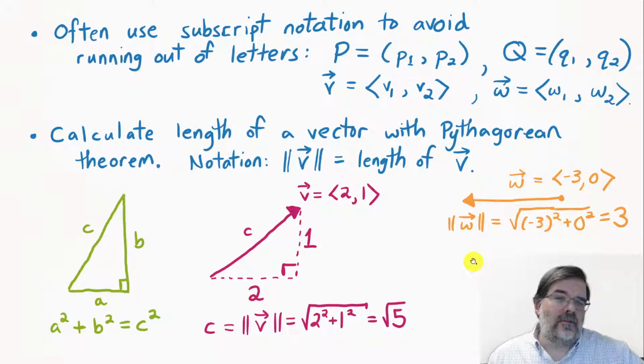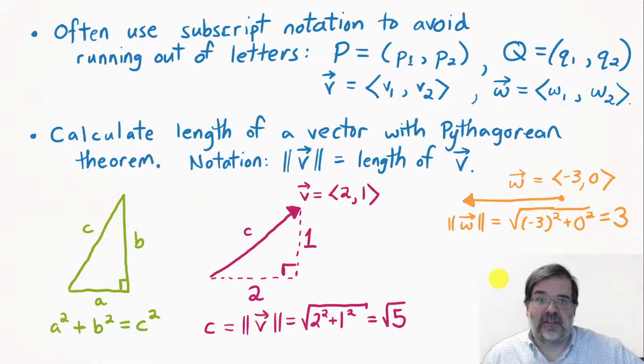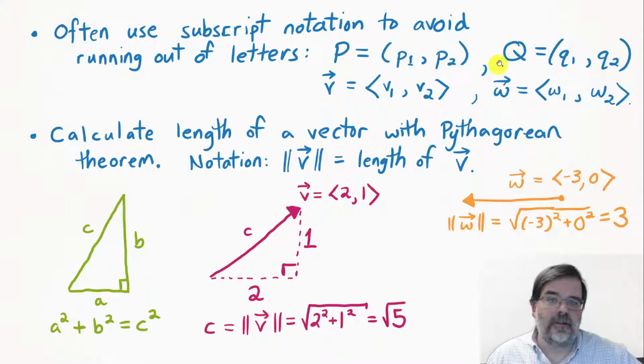Now, we'll often be working with lots of different vectors, and we might run out of letters pretty quickly. There's only so many times you can use x and y without it becoming a little bit confusing. So what we'll often do is say if we have a point P, we might refer to the components as P1, P2. So I'm using subscripts here for the numbers of the components. So P1 is the x part and P2 is the y part.